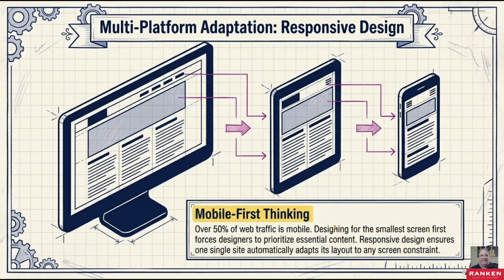Okay, you have to do some little things here and there. You have to write some code for the other types of platforms, the different types of devices, but you design for the smallest screen first. It forces the designers to prioritize essential content, because on a desktop you can fit a lot of stuff. You can have a lot of things going on.